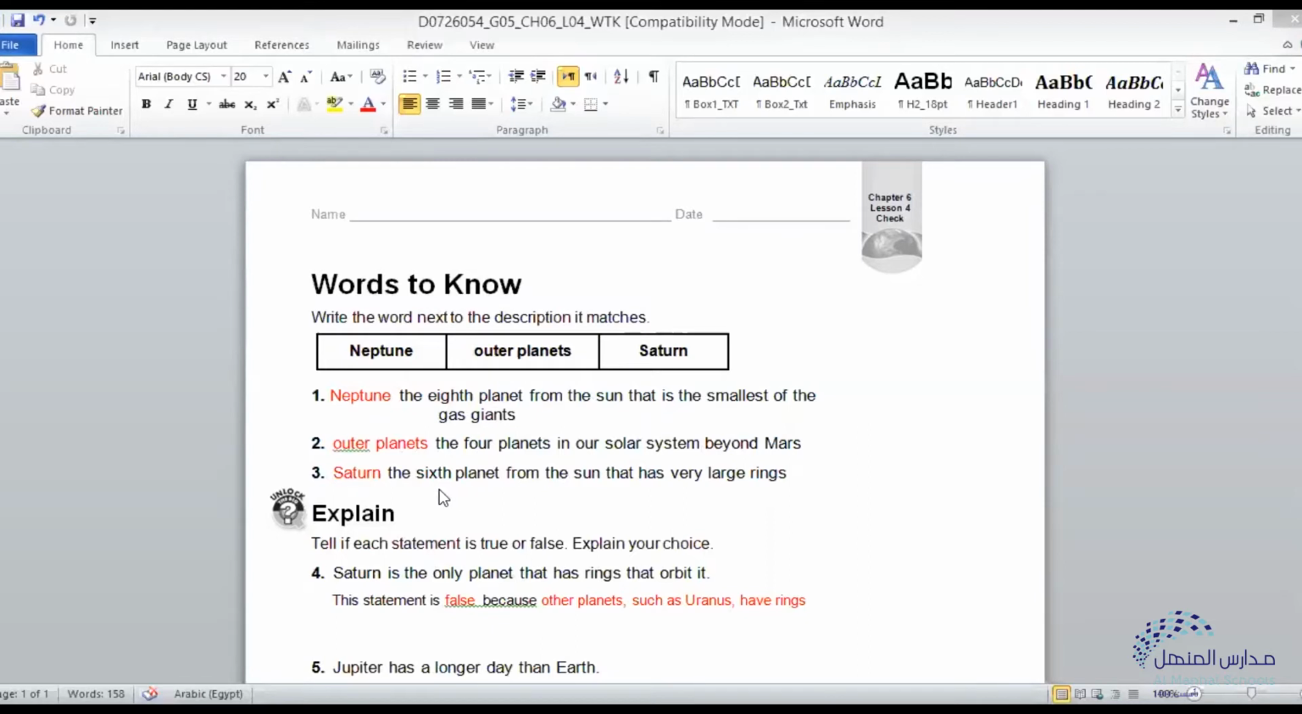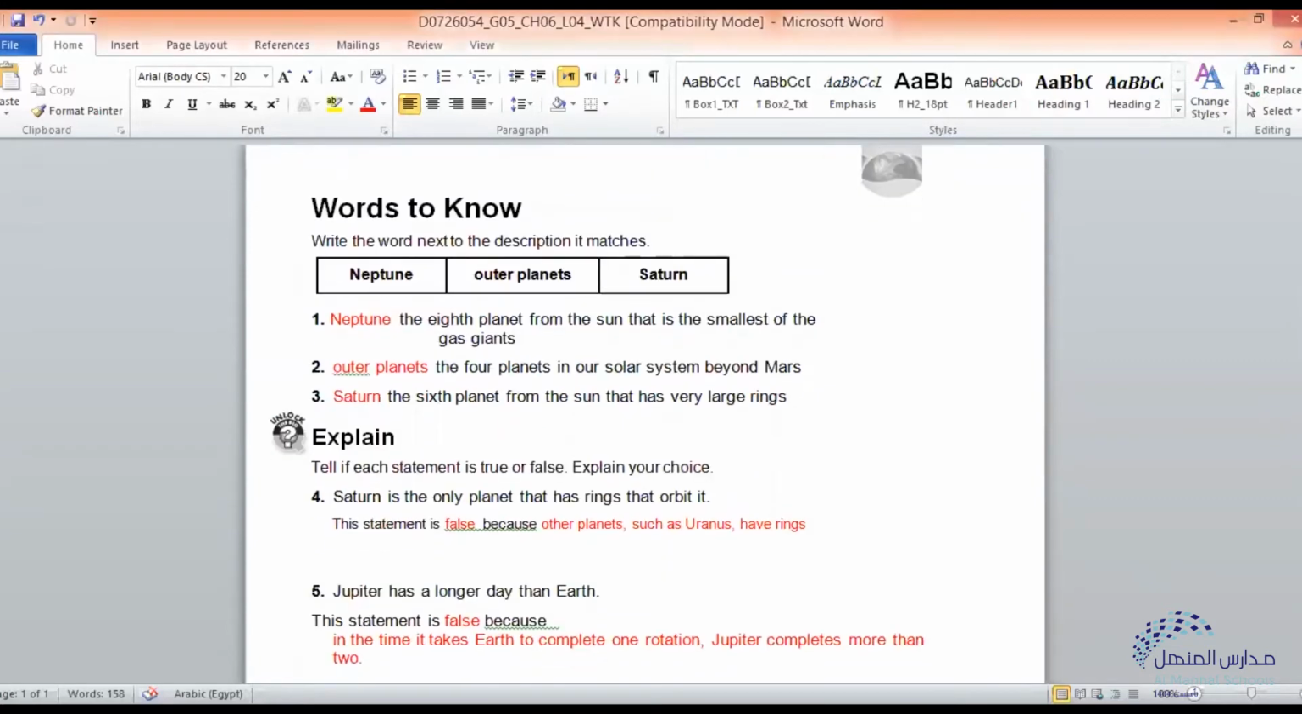Question number 3. What is the 6th planet? In order to answer such questions, you should memorize the whole arrangement of planets starting from Mercury and ending by Neptune, in sequence. If you memorize them according to the distance from the sun, then you can arrange them according to the size, from biggest to smaller, or from the smallest to the bigger one. Now, the 6th planet from the sun: Mercury is number 1, Venus is number 2, Earth is number 3, Mars is number 4, Jupiter is number 5, Saturn is number 6. So the answer will be Saturn.